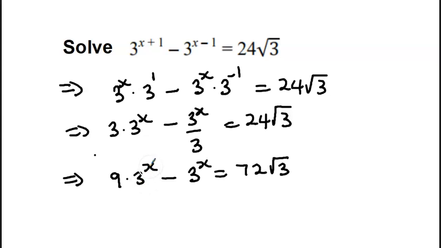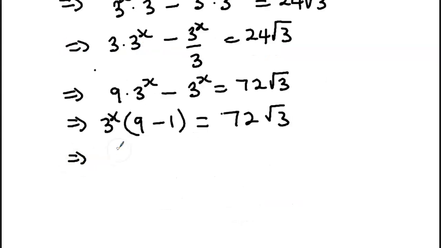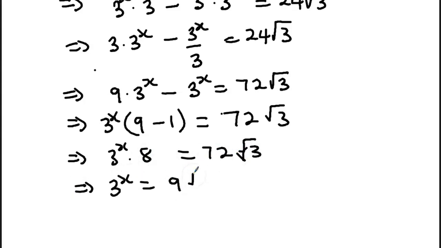So 3 raised to the power x, 3 raised to the power x, we can factorize 3 raised to the power x out. So we have here 9 minus 1, which is equal to 72 root 3. So 9 minus 1, 8, which is equal to 72 root 3. Let's divide both sides by 8. When you divide both sides by 8, 8 into 72 is 9 with root 3.